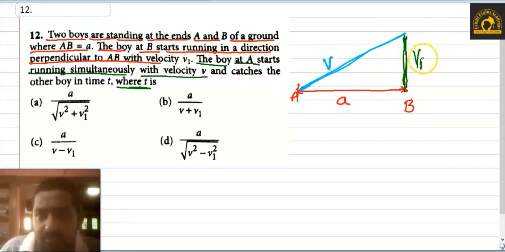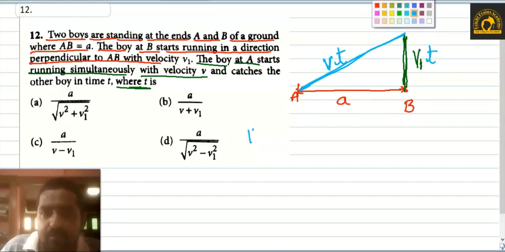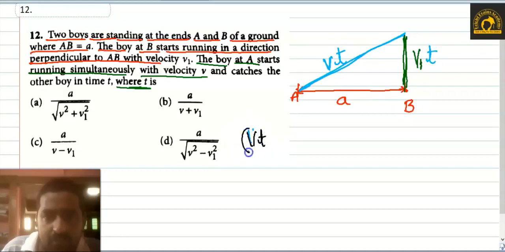So what about this distance? Distance is equal to v1 times t, since distance is equal to velocity into time. By using the right angle triangle and the Pythagoras theorem, (vt) whole square is equal to a square plus (v1 t) whole square.